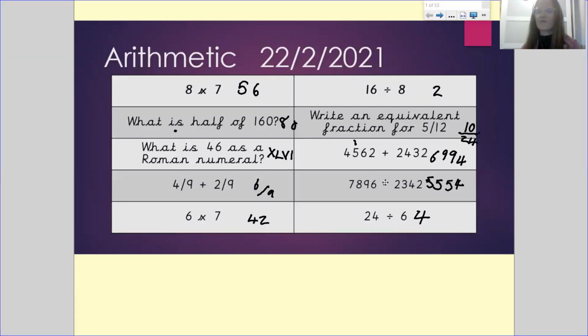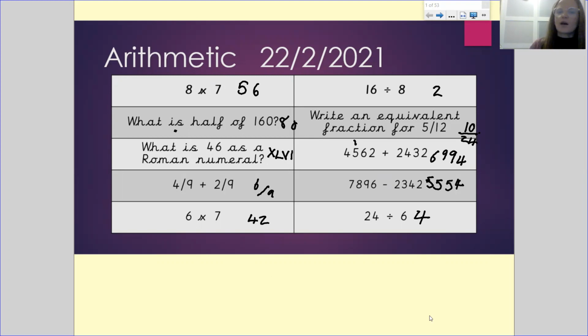Okay, as you can see, I have written the answers onto our page. So 8 times 7 is 56. What is half of 160? It is 80. What is 46 as a Roman numeral? It is XLVI.